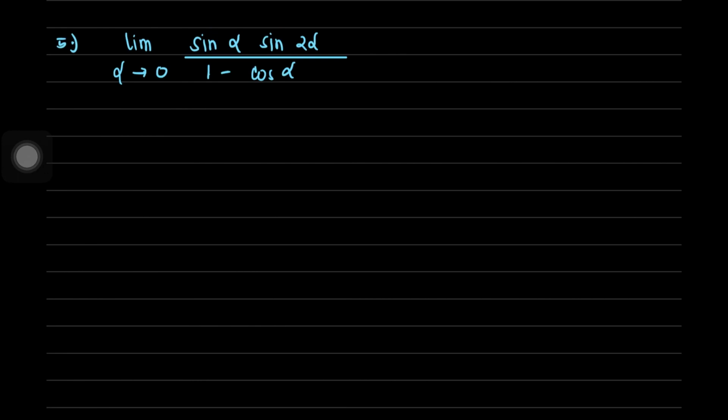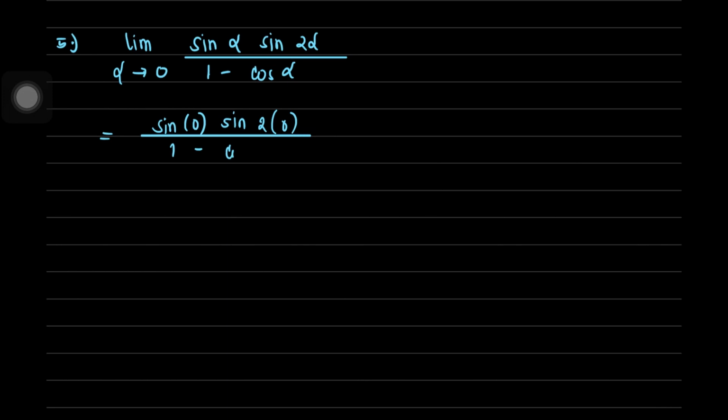So problem number 5. Find the limit of sine alpha multiplied by sine 2 alpha all over 1 minus cosine alpha as alpha approaches 0. If we evaluate the function at alpha equals 0, this is equal to sine of 0 times sine of 2 multiplied by 0 all over 1 minus cosine of 0. This results in 0 over 1 minus 1, since cosine of 0 is equal to 1, and that is 0 over 0. So that means that the limit is indeterminate.